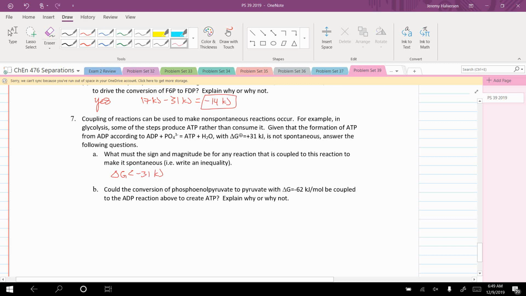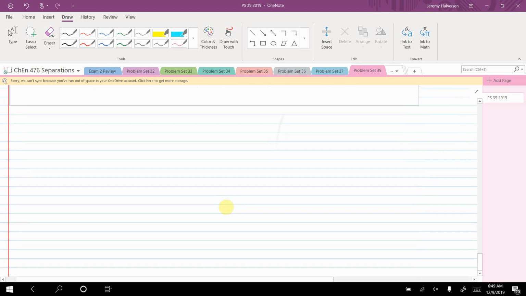Could the conversion of phosphoenolpyruvate to pyruvate with the delta G of negative 62 kilojoules per mole be coupled with ADP? Yes. Again, because we'd have our 31 kilojoules and we'd add our negative 62 kilojoules, and that would give us negative 31 kilojoules, which would be spontaneous because it's negative. I think that's it.